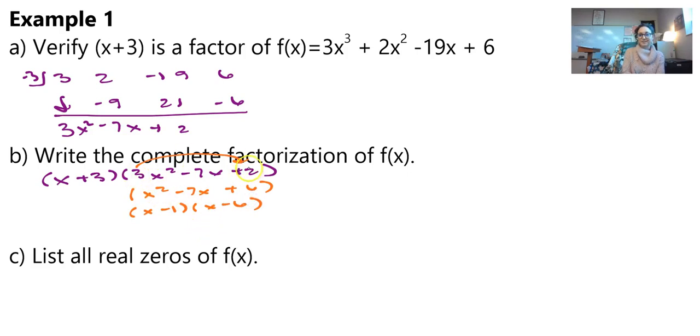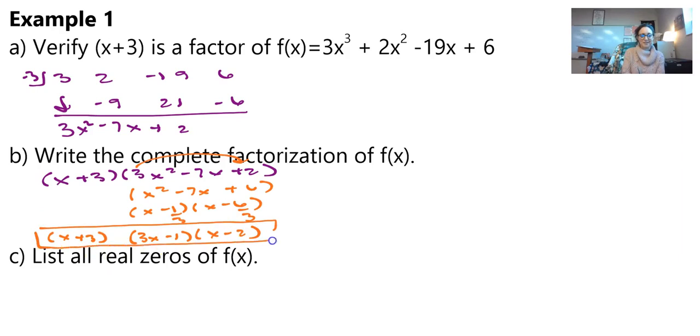Now I multiplied by 3, so I need to undo that step by dividing by 3. This fraction does not reduce, so I need to slide that 3 back in front. And then this second fraction, the 6 over 3, reduces to 2, right? And then don't forget to bring down this x plus 3. So there is my final answer. Notice that I started with the cubic, and I got 3 linear factors.